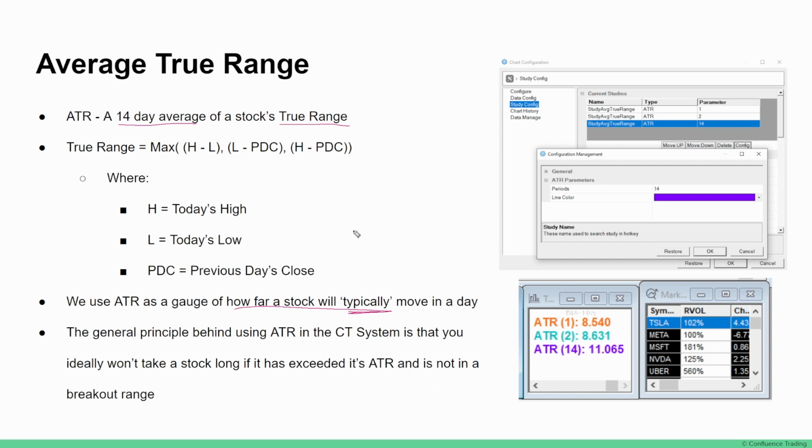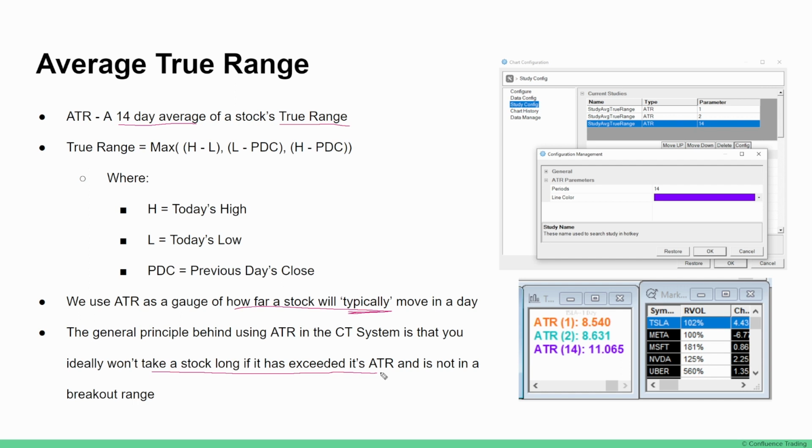closed the previous day. The general principle behind this, to keep it very simple, and again, this is all a loose rule of thumb, this isn't a strategy lesson, is that ideally you won't take a stock long if it's exceeded its ATR for the day. So if Ford has already moved 50 cents and its ATR is 50 cents, then why would I take it long here? The most likely, average scenario is that it won't move any further than this.